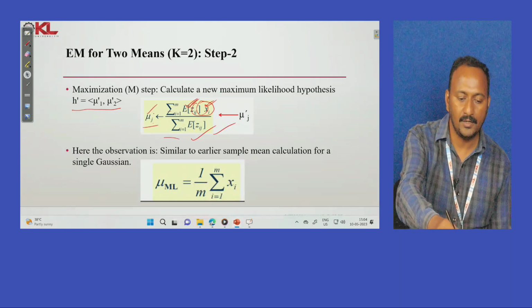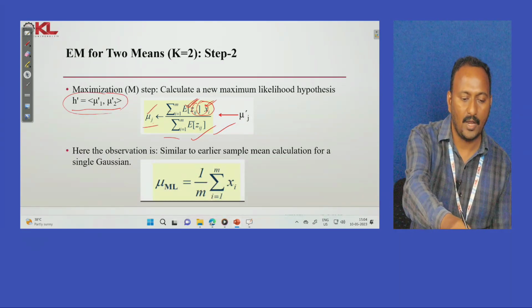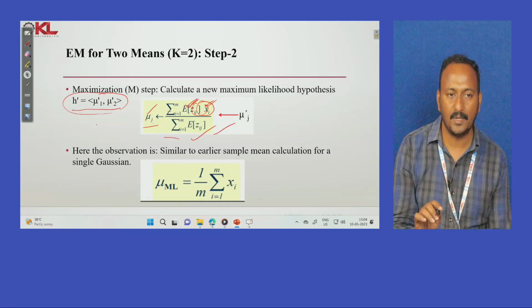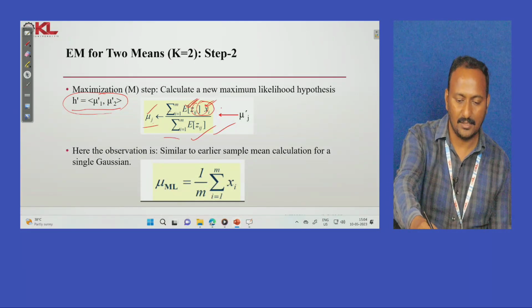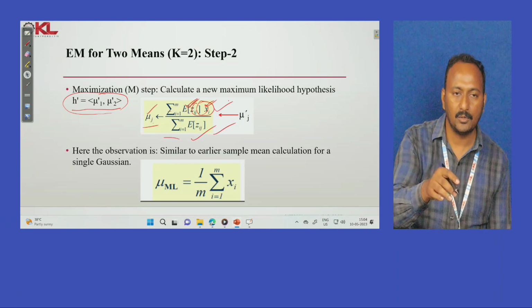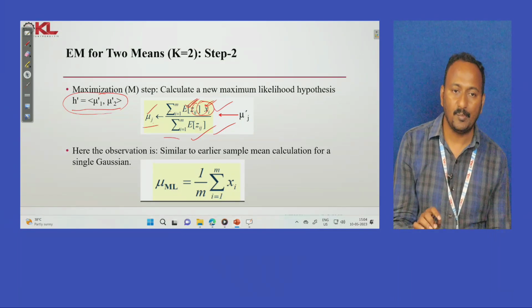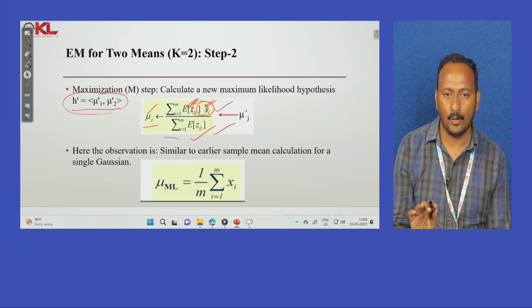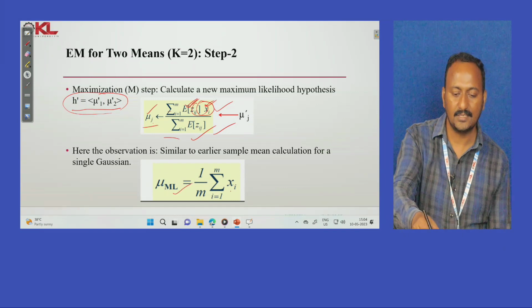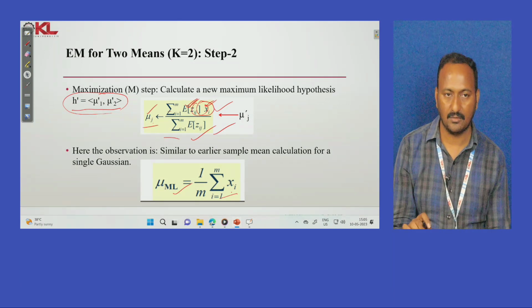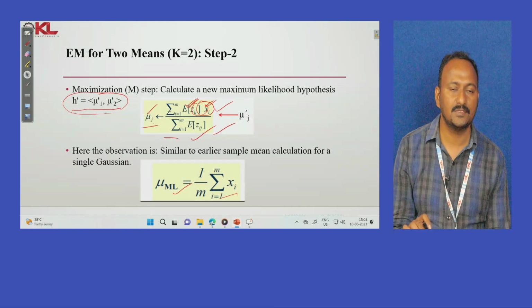After finding the new mean values, we take the new hypothesis. This new hypothesis must replace our old hypothesis h. This is the formula for when we go with k Gaussians. Suppose we are going with a single Gaussian, a single normal function. In that case, our mu value is only sigma i equal to 1 to m xi by m. This is the normal mean function. So these are the two main steps we need to go through.